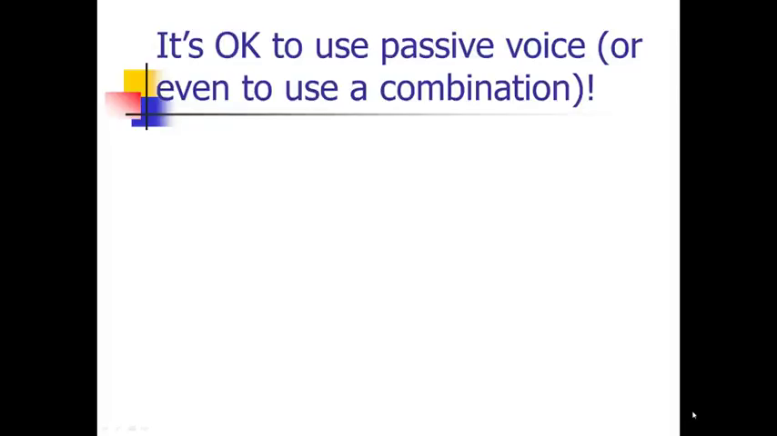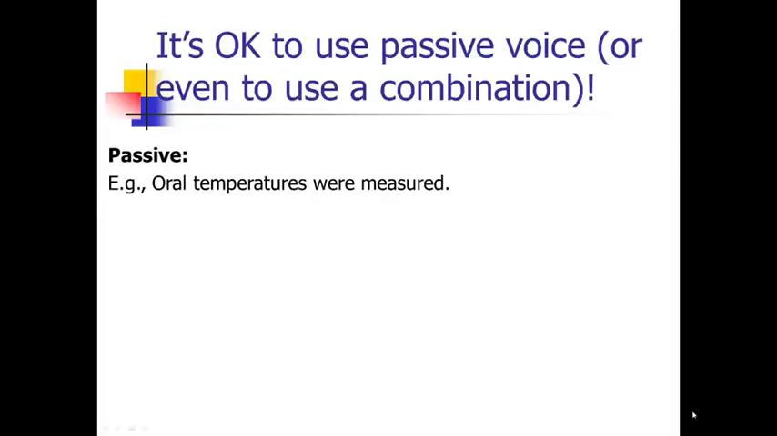There's a couple of reasons it's okay to use the passive voice. One is that the passive voice emphasizes what was measured, what was done, rather than who did it, and it's actually more important what was measured or what was done. For example, "oral temperatures were measured." That's in the passive voice. That emphasizes the oral temperatures as opposed to the authors of the paper, and that's appropriate there. The other reason is that most people don't read the method section word for word.